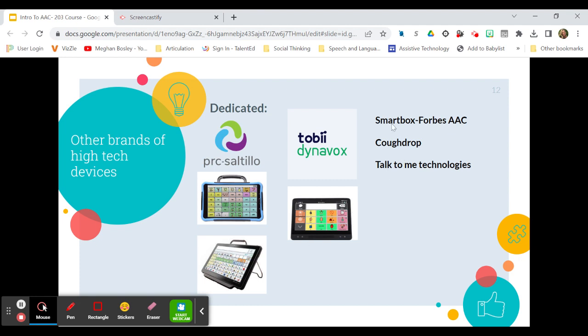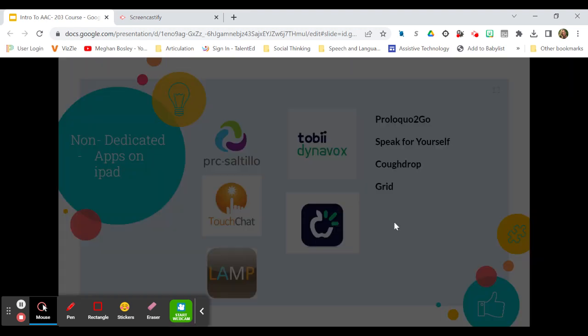Some other brands and vendors are Smartbox with Forbes AAC, CoughDrop, Talk to Me Technologies. There's quite a few, but these are just examples. If you wanted to take your time to look at their websites, it's very interesting.